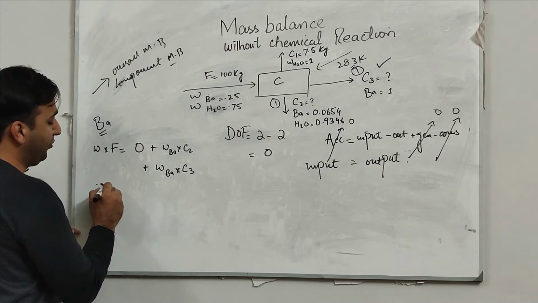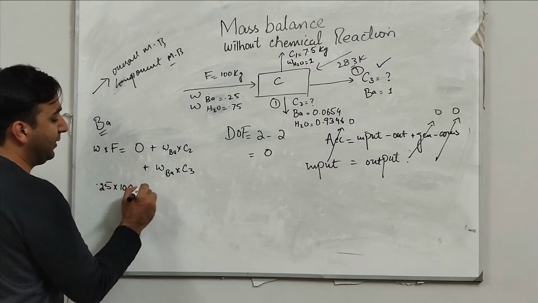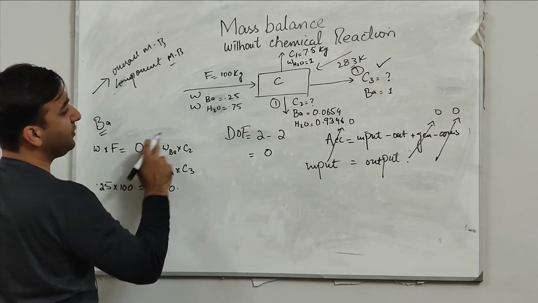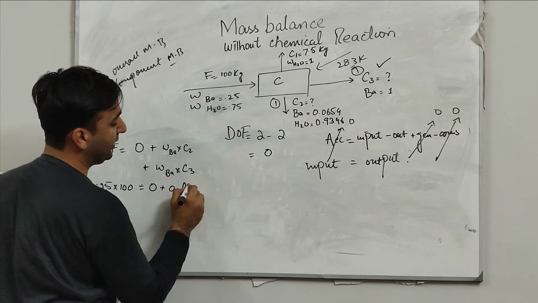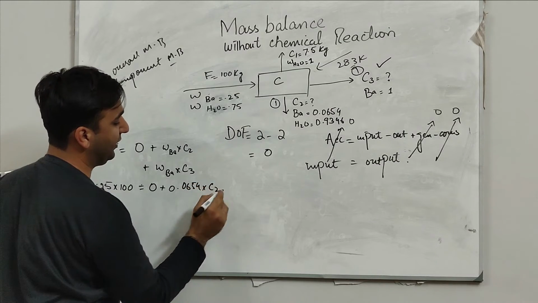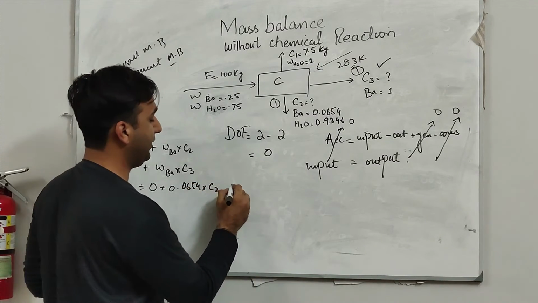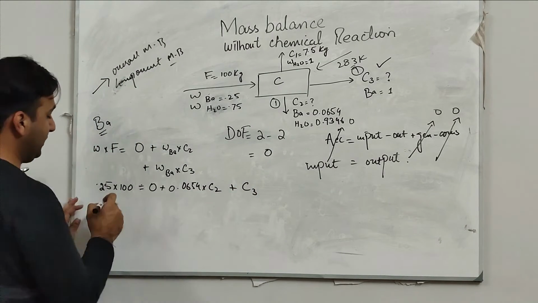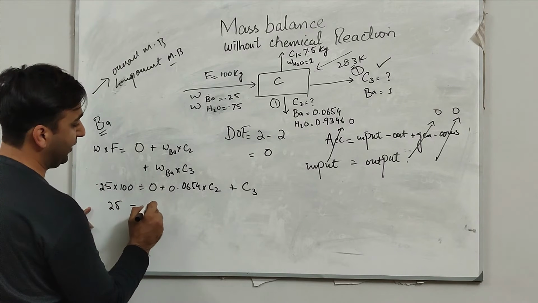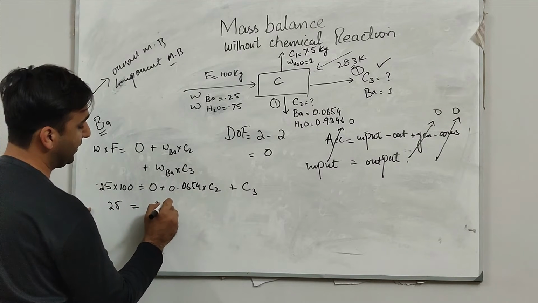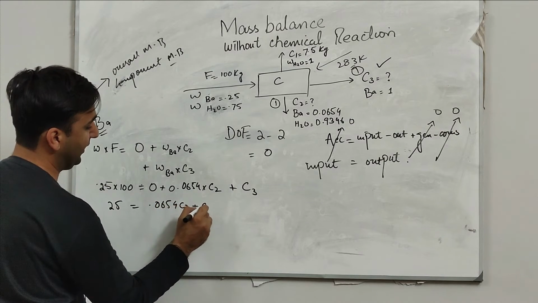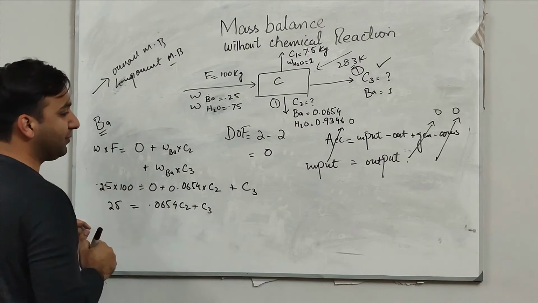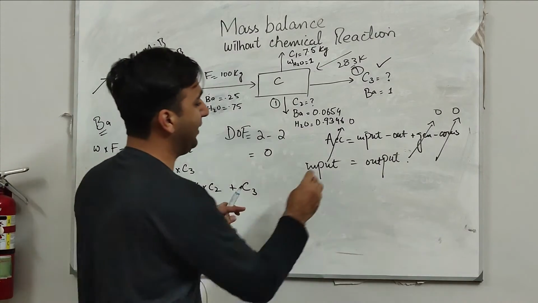So now I will input the values. So here will be 0.25 multiplied by 100 is equal to 0, plus 0.0654 multiplied by C2, and here it is C3. So now the equation will become 25 is equal to 0.0654 C2 plus C3. So now I will apply another mass balance for water.